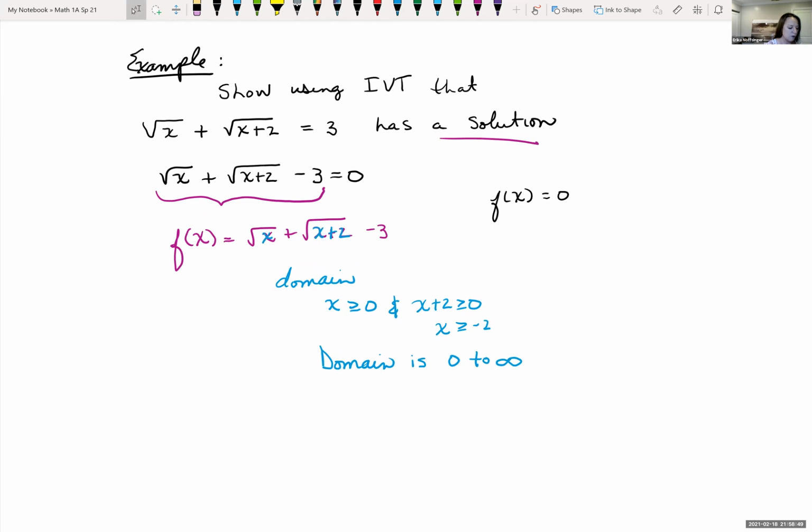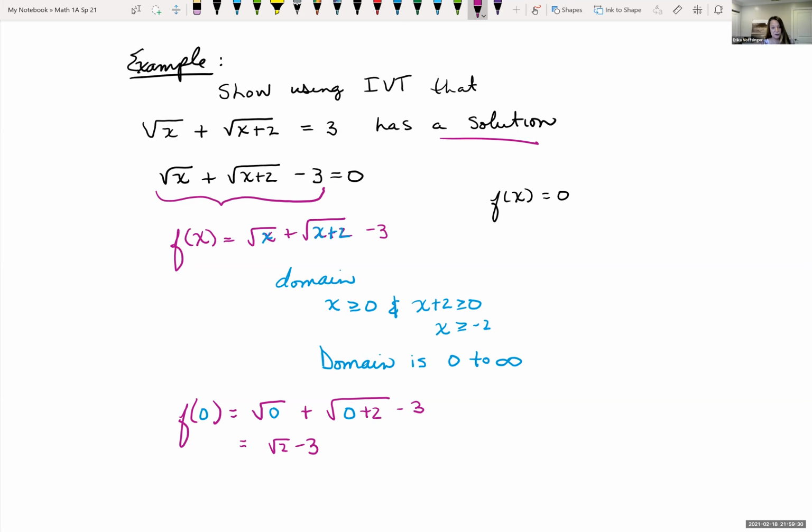And so let's look at what happens if we plug in the value 0. We plug in 0 for x because that is in our domain, so we can do that. So if we plug in 0 wherever we see an x in our function f of x, we would have f of 0 is equal to the square root of 0 plus the square root of 0 plus 2, and then minus 3. Well, the square root of 0 is 0. And then we have the square root of 2 minus 3.